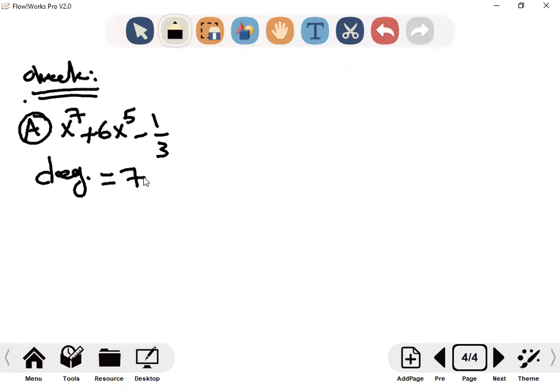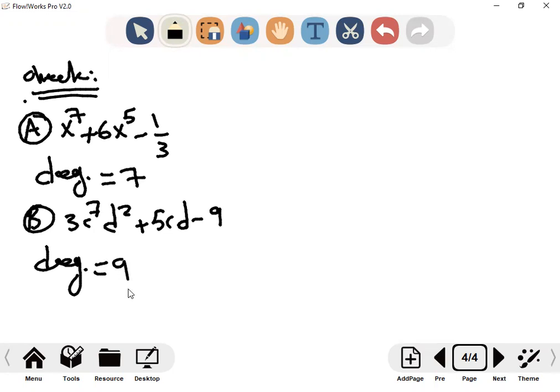Question B. We have 3c power 7 d power 2 plus 5cd minus 9. Polynomial. What's the degree? The first monomial 9, the second monomial 2, the third monomial 0. So here the degree equals 9.